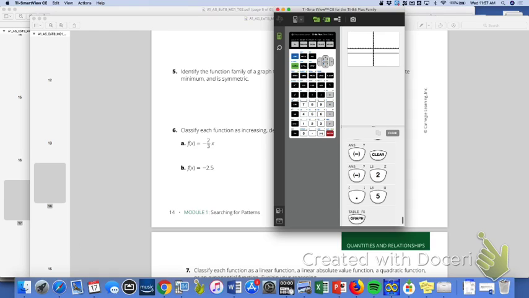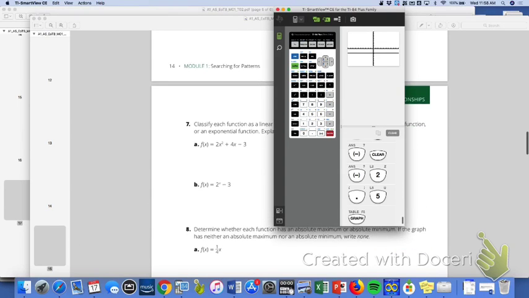Whenever you don't have an x with it, it's flat, because it's basically telling you y is negative 2.5 all the time. See how it doesn't have an x with it this time? So what is that? That's constant. Exactly. Any of these you guys can put in your calculator.